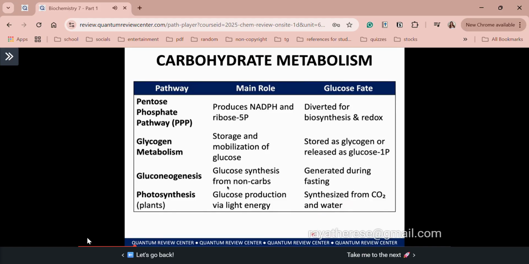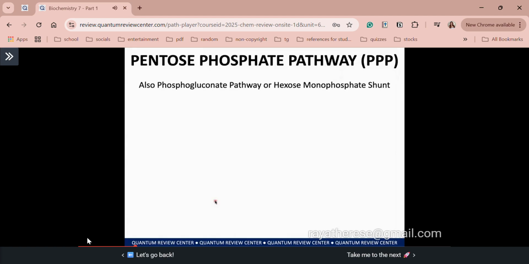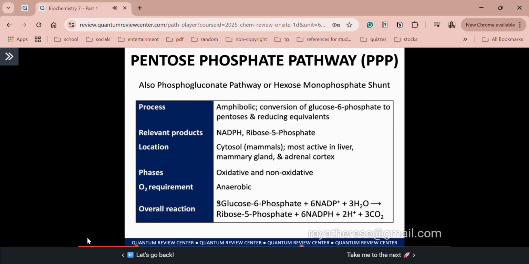Class, are you ready with our first pathway for carbs metabolism? That's your PPP. We also call PPP the phosphogluconate pathway or hexose monophosphate shunt. That's because phosphogluconate is a substrate in our PPP, and hexose monophosphate because the property of our product is a hexose and a monophosphate. Here we can see the overview of our pentose phosphate pathway. Class, let's discuss it.